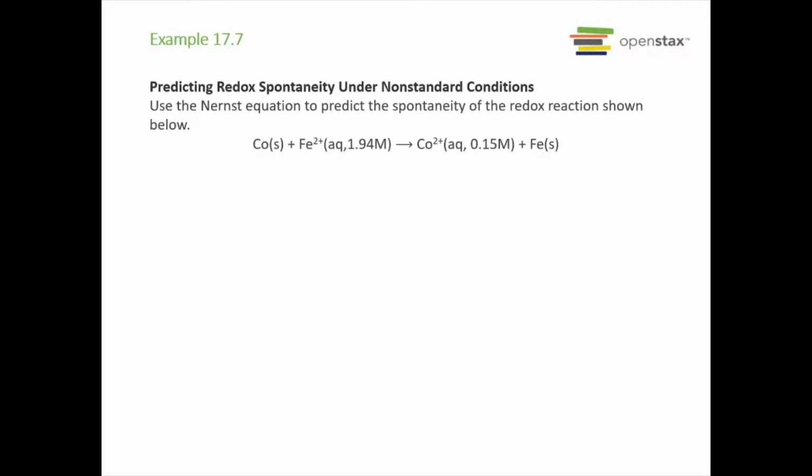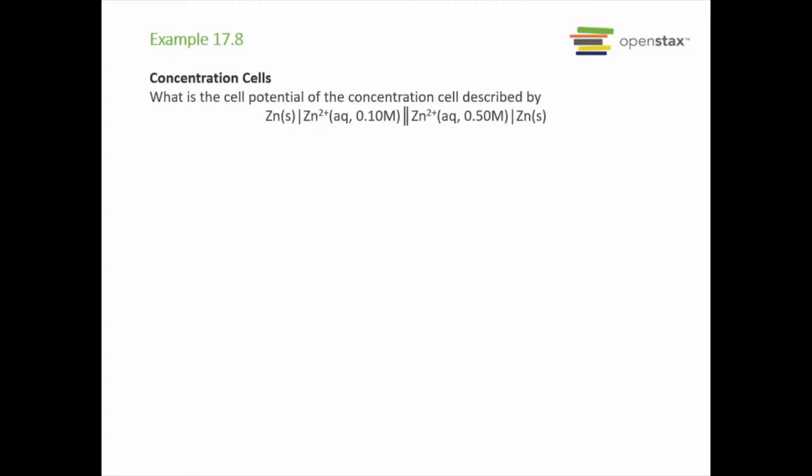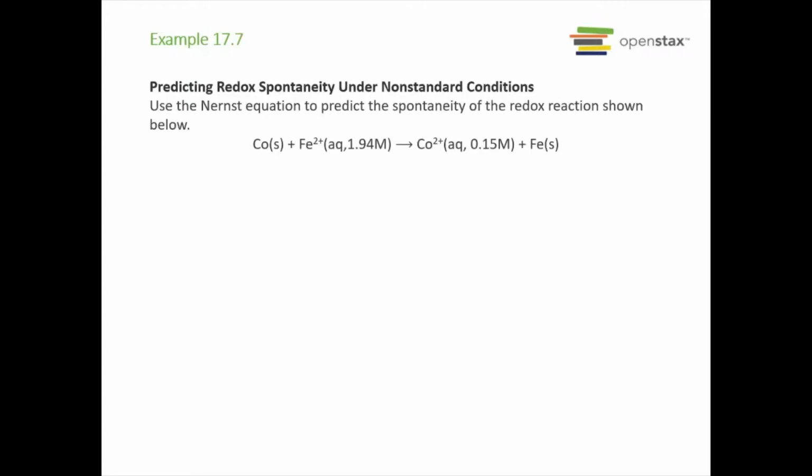So let's go ahead and predict the spontaneity of a reaction with non-standard conditions. We're told to use the Nernst equation to predict the spontaneity of the redox reaction shown below. We're going to have to use Appendix L as well. The nice thing is we're already given our overall reaction, so we know what to look for in the appendix.